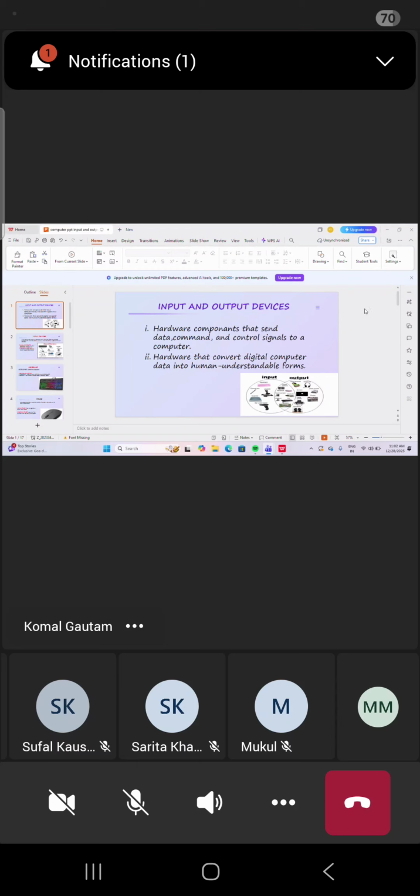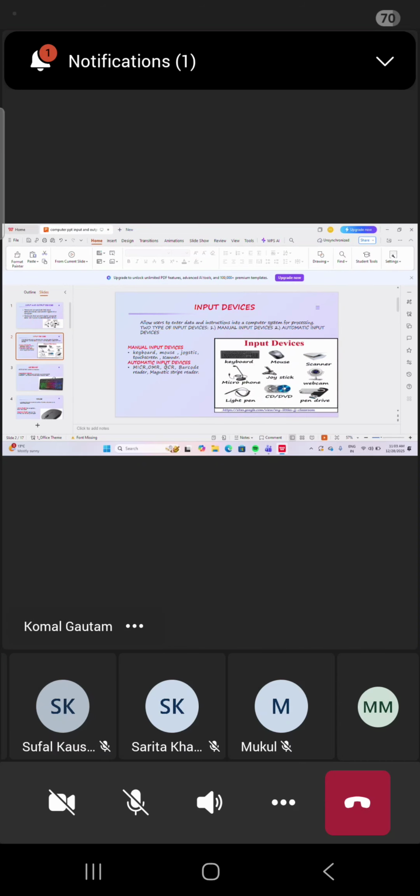Input devices are hardware components that send data, commands, and control signals to a computer. These are input devices like keyboard, mouse, etc. Hardware devices that convert digital computer data into human understandable forms are known as output devices, like speaker, projector, and monitors, etc.